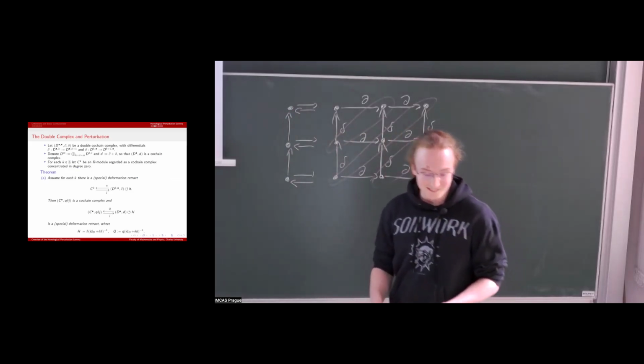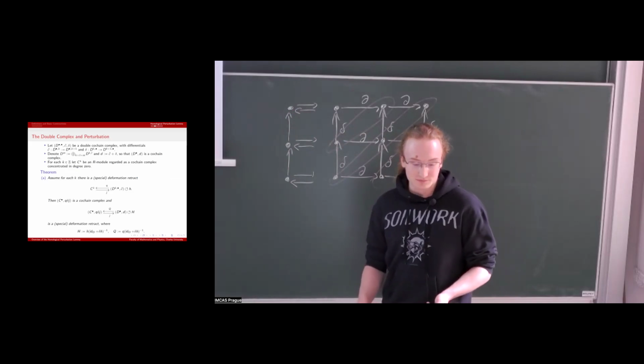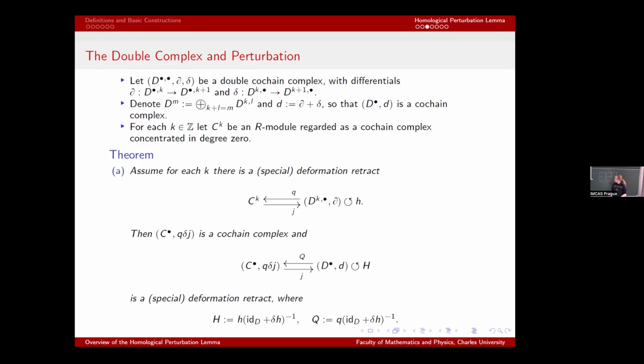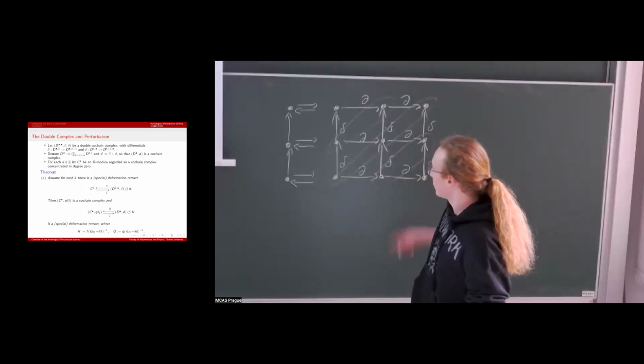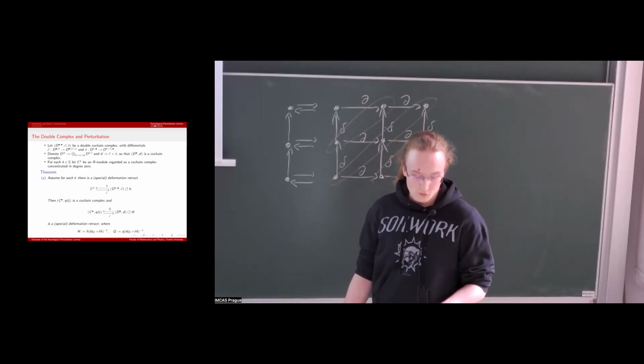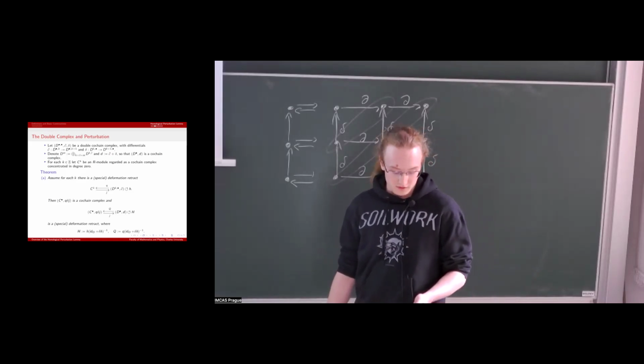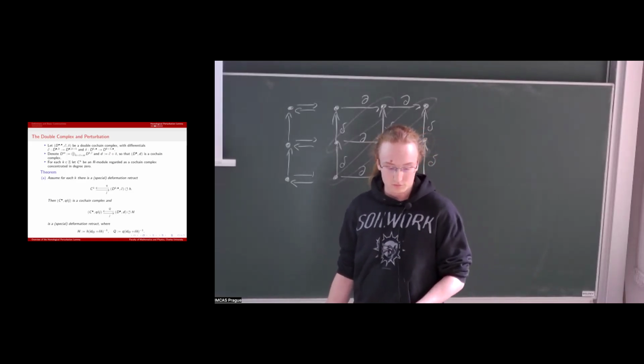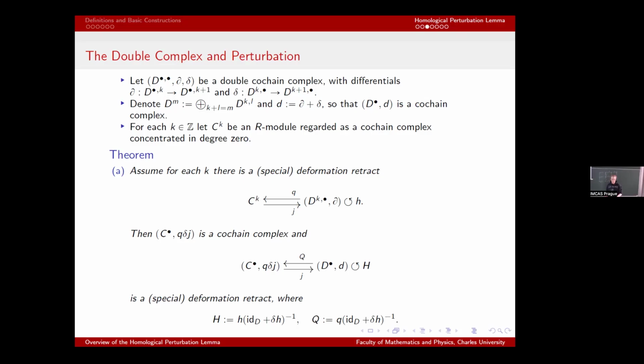Okay. In this case, we then have a special deformation retract between this cochain complex and the total cochain complex. And the formulas for the homotopy and the projection from the total complex to the cochain complex C are given by these formulas.